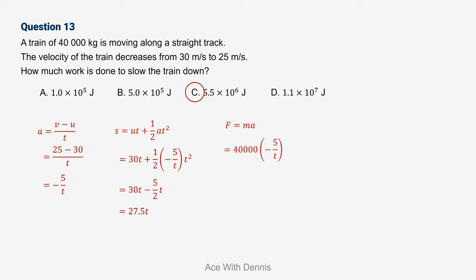Next, we want to calculate the force using this formula, F equals ma. The mass of this train is 40,000, and the a we get is negative 5 over t. So 40,000 times negative 5 over t, we have negative 200,000 over t.